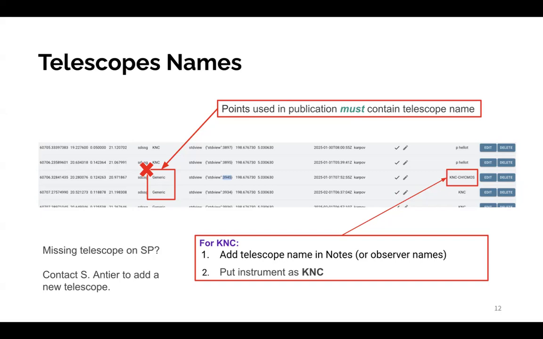So if it's KNC, then you add the telescope name in the notes, which is what we did here. And you can put the instrument as KNC, so this should be modified to KNC. And when you don't know the telescope name, what we did is that we put the name of the observer. If there's any missing telescope, then we can just easily add any telescope, like we had with Euler. It was not there, but you just add it so that you can upload the points under the right telescope.